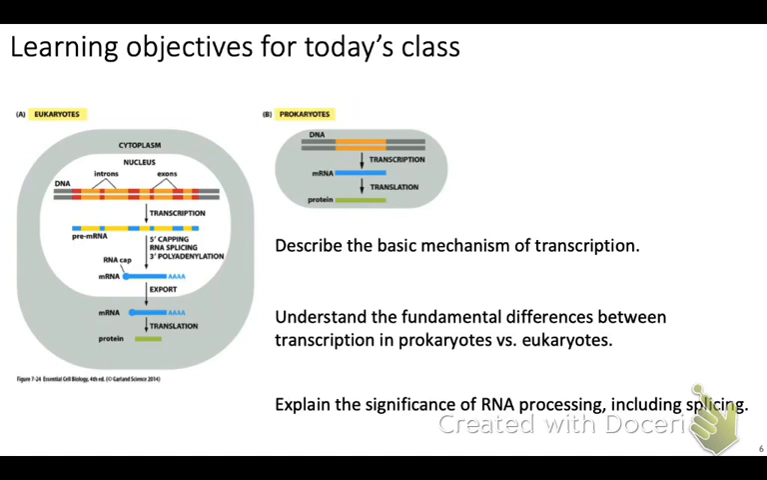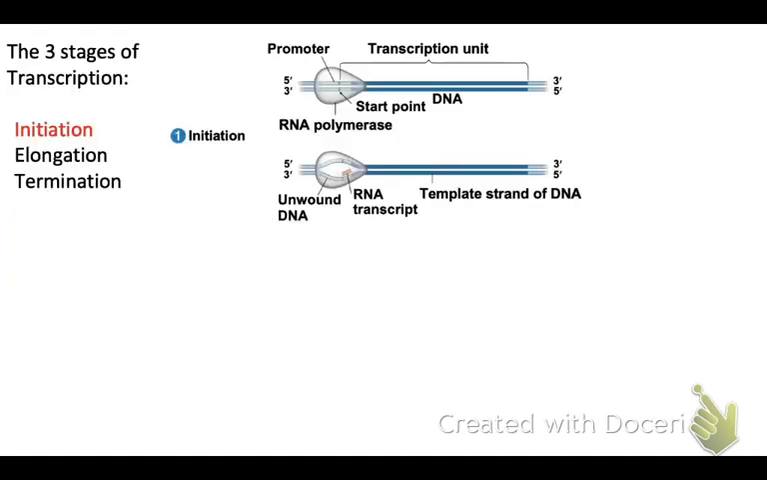The next slide I want to skip to is the one that starts discussing the 3 stages of transcription. We ultimately have 3 steps in this process: initiation, elongation, and termination. Initiation is when the process begins. Elongation describes RNA polymerase moving along a transcription unit and making the RNA. And then termination is the term given to describe when transcription ends.